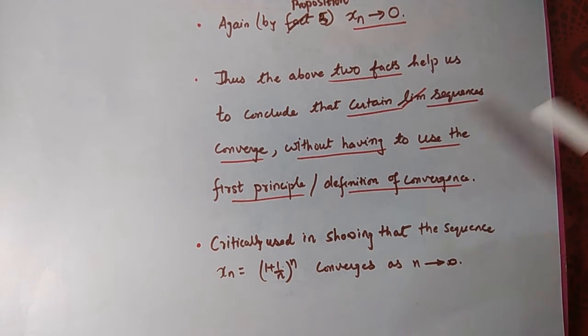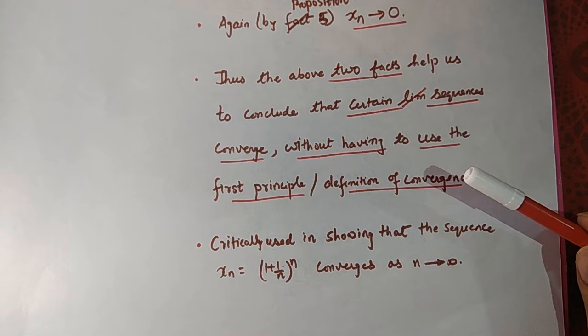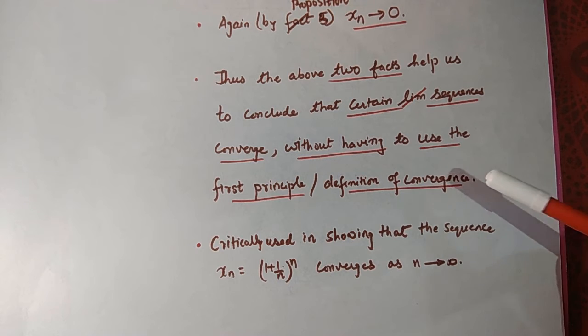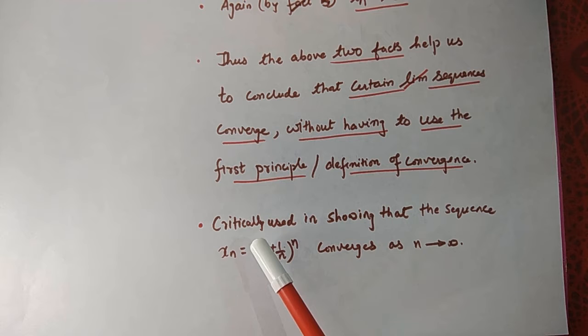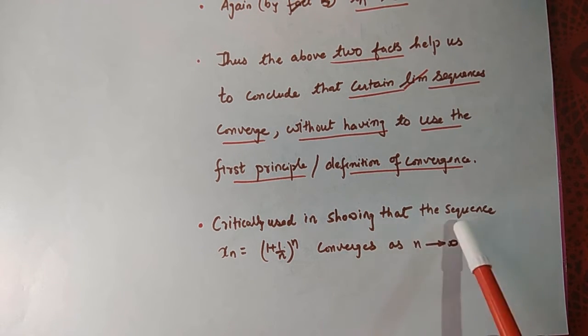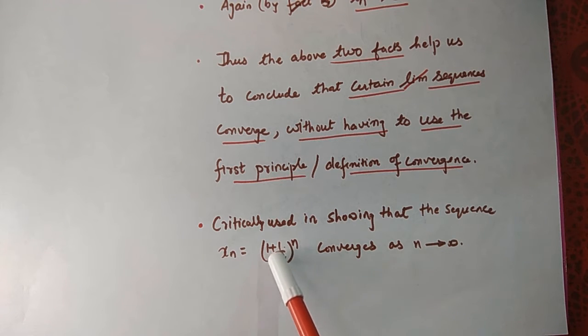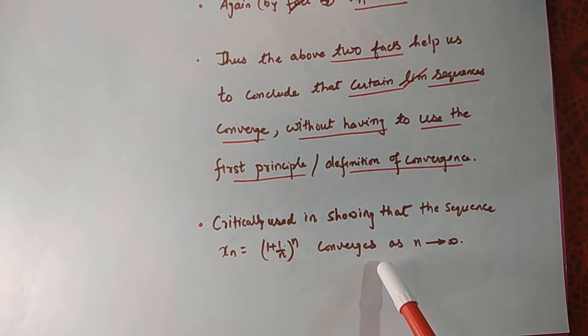So it will be our theme from now on to investigate such general results which will help us decide about the convergence of a sequence without using the first principles or definition. It is also important to mention that these last two propositions are critically used in showing that the sequence xn equal to 1 plus 1 by n raised to the power n converges as n tends to infinity, and the limit is the popular number e, which is the base of the natural logarithm.